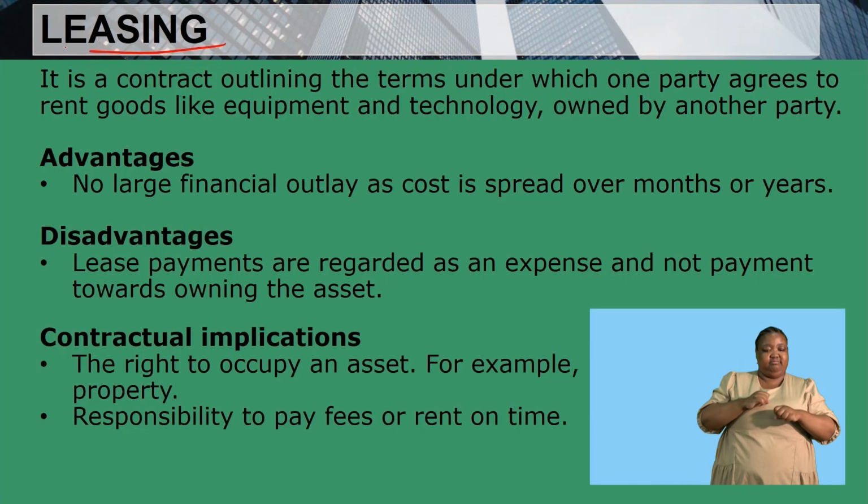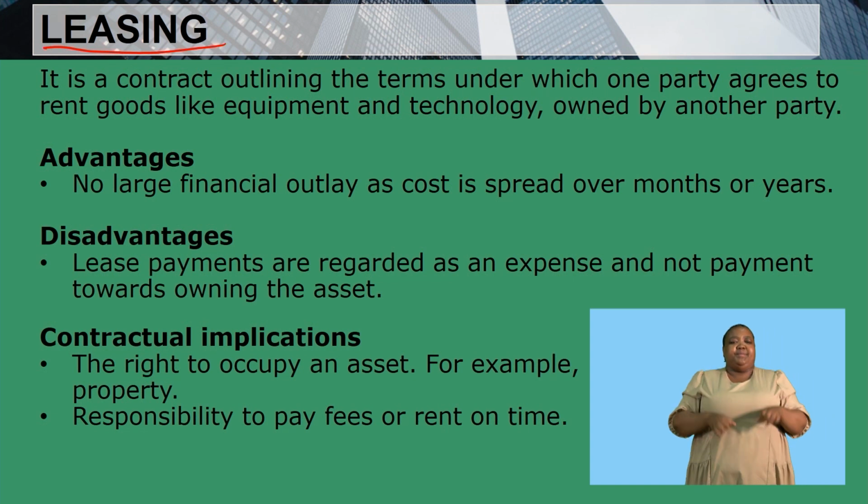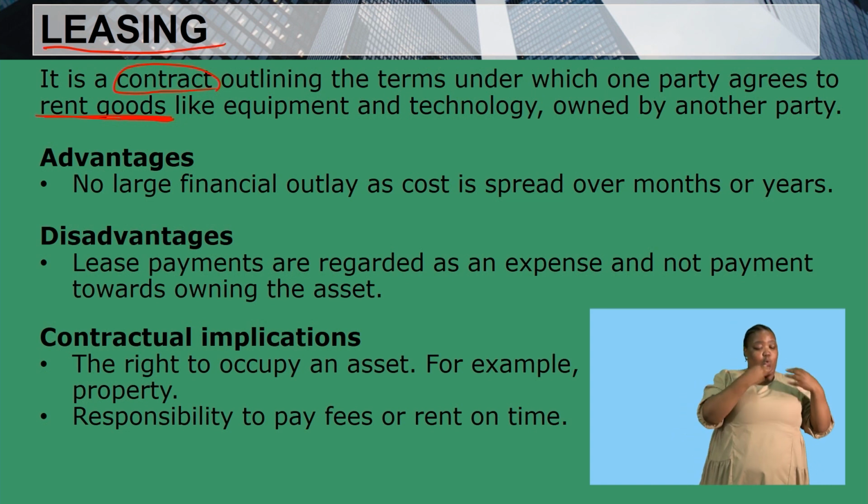We also have leasing. Now remember that leasing is a contract, and it also has the terms as to how you are going to lease the asset. That's why it says that a party agrees to rent the goods, such as equipment, owned by another party. So I will lease my car to you, for example, and then I will give you the terms and conditions of using my asset for that period of time.